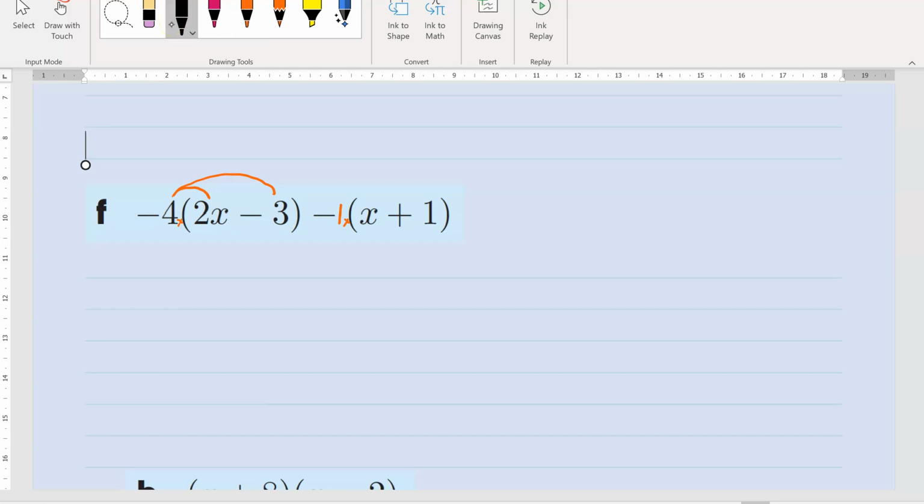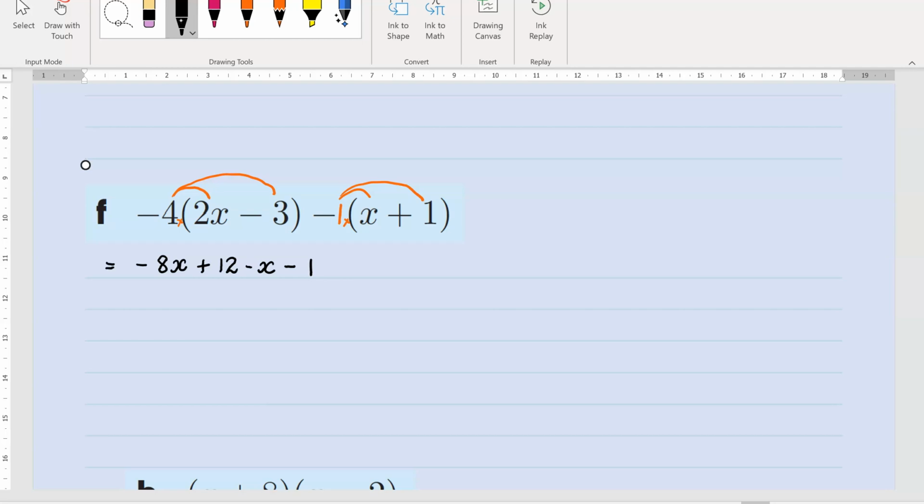So here we go. Same deal, negative times a positive, we say is a negative. And what's 4 times 2x? We times the big numbers together, 4 2s are 8, and the x sits there, so it's 8x. We've now got a negative times a negative. So 2 negatives, same sign, we get positive. 4 times 3, 12. Okay, and now we keep going. Negative 1 times x is negative x, because remember, we're multiplying this out. And negative times a positive is a negative, and 1 times 1 is 1.